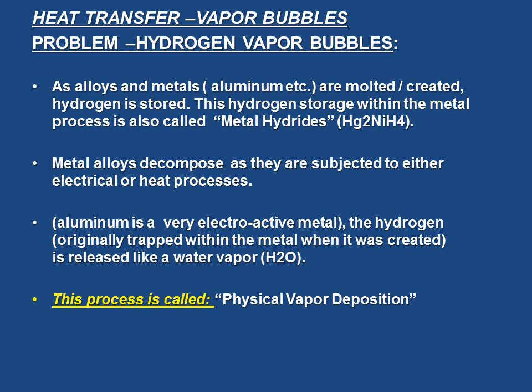Now, one of the other things that we have is aluminum and other metals. When they make the metal, it traps in hydrogen. And when these metal alloys decompose, either from electrical situations, because aluminum is an electrical metal, or heat process, the hydrogen is released. Now that happens a little bit, but it's part of the process, and it's called physical vapor deposition.